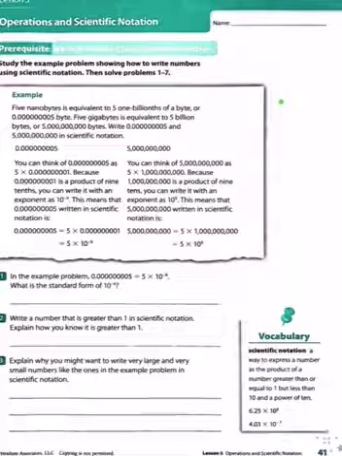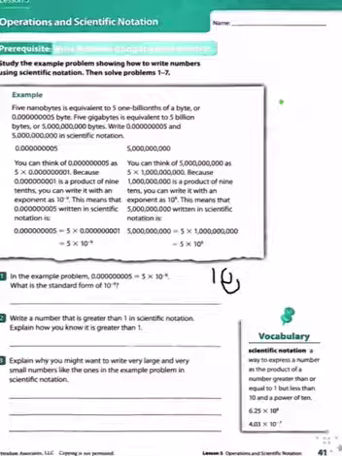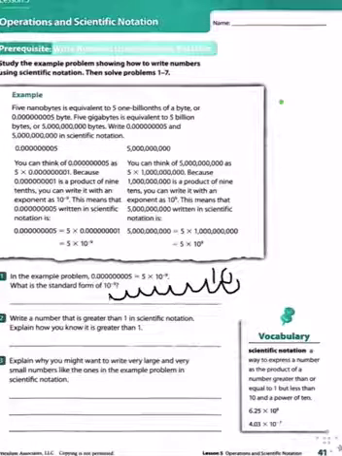Number 1, in the example problem, that number equals 5 times 10 to the negative ninth. What is the standard form of 10 to the negative ninth? In the number 10, the decimal point is at the end. You're going to move the decimal 9 times to the left because it's negative 9, so we know it's a small number. 1, 2, 3, 4, 5, 6, 7, 8, 9. And fill it in with zeros.